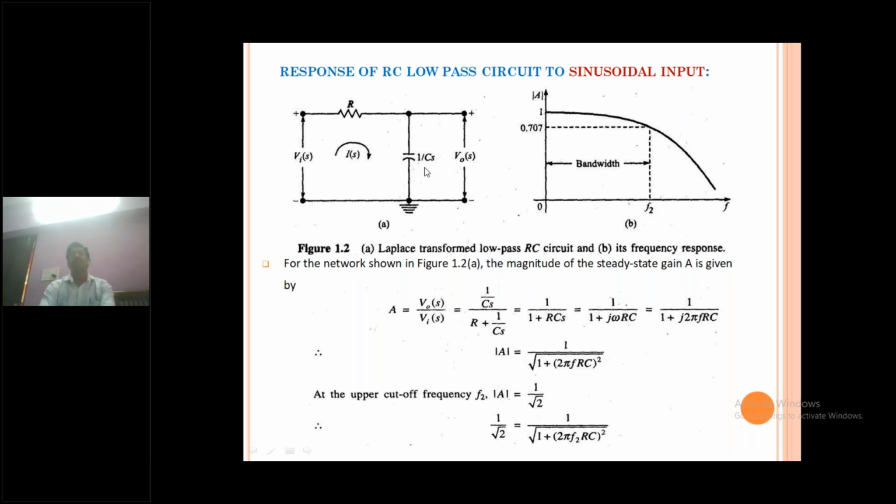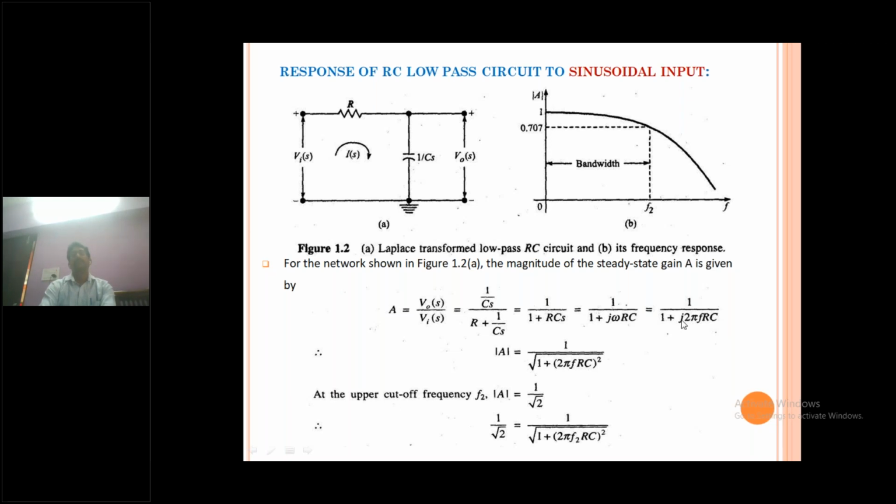So simplified. Somebody may doubt where the current will be. Here, the current in numerator and denominator will both cancel out because this is a series circuit. So it is directly written as output impedance by total impedance. Here the output impedance means across the capacitor, 1 by Cs, divided by the total impedance, R plus 1 by Cs. So simplified, this equation is 1 by 1 plus j into 2 pi f RC.